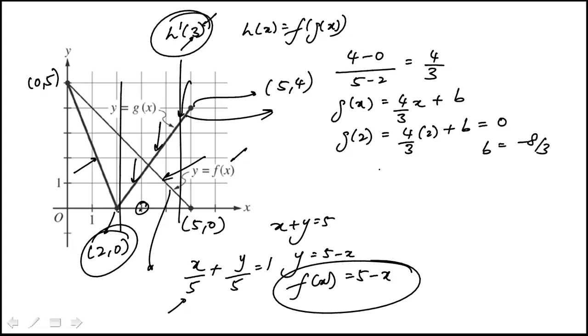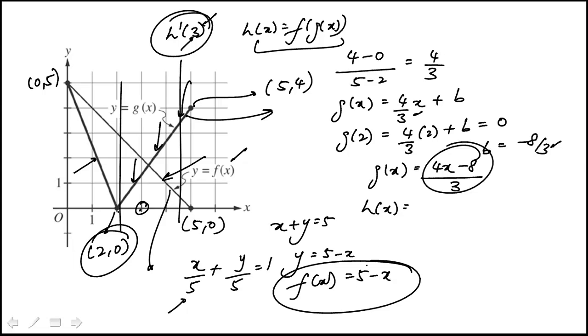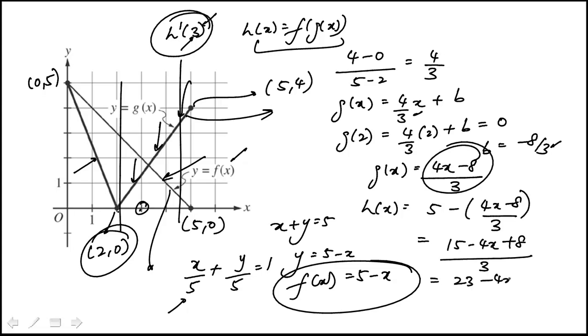So our full function, g of x, is 4x minus 8 over 3. They have the same denominator. So now I need to find this composite function. So h of x is f of g of x. So that becomes the input here. So 5 minus (4x minus 8) over 3. Now you can do the complete computation. You don't have to, you'll see why. So that's 23 minus 4x over 3.